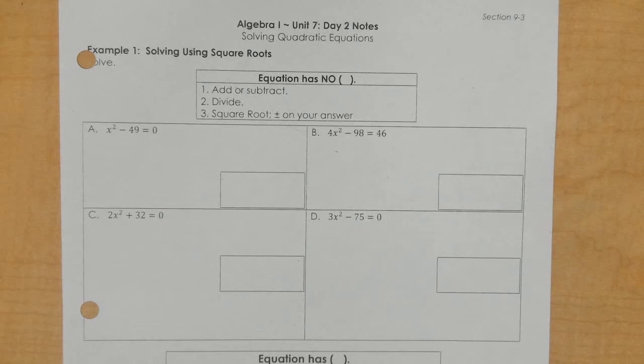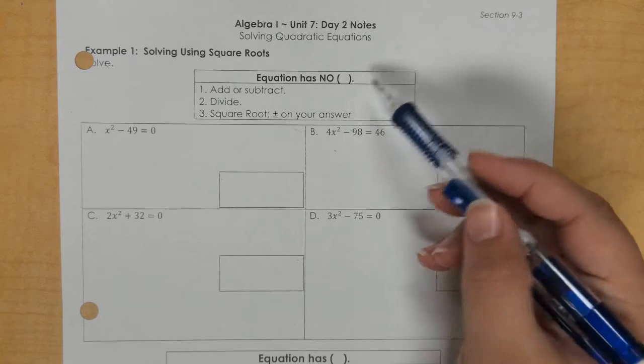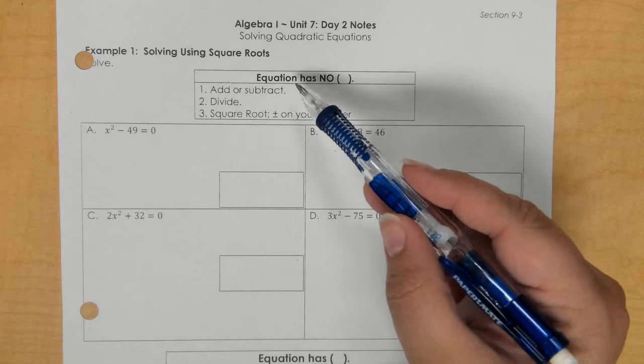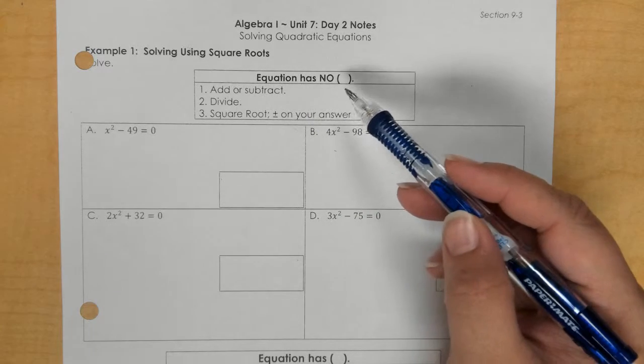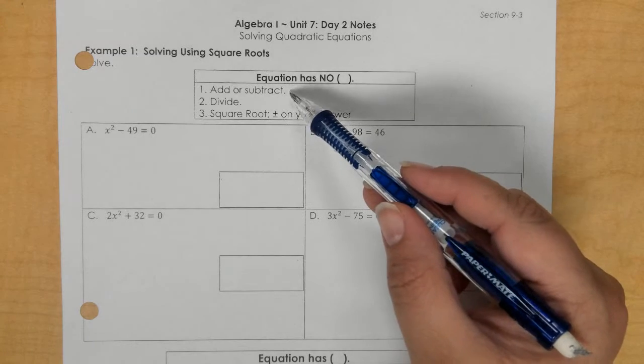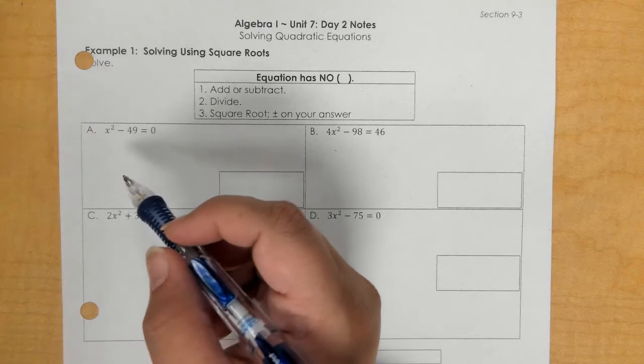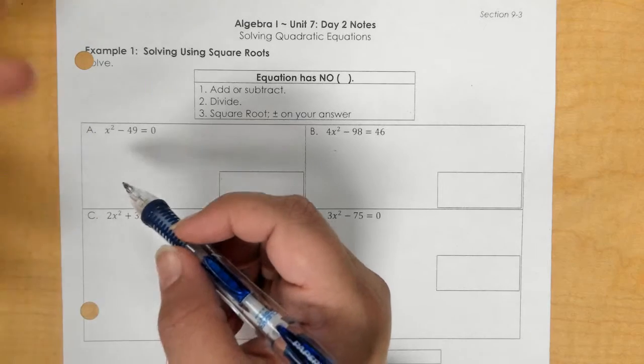For day 2 notes in Unit 7, it says solve using square roots. So I went ahead and gave you the steps here to how to solve A through D. These are for equations that have no parentheses. So first step, you want to add or subtract something to get x by itself. So you have to think of basically just how would you solve an equation, and you solve it that way.